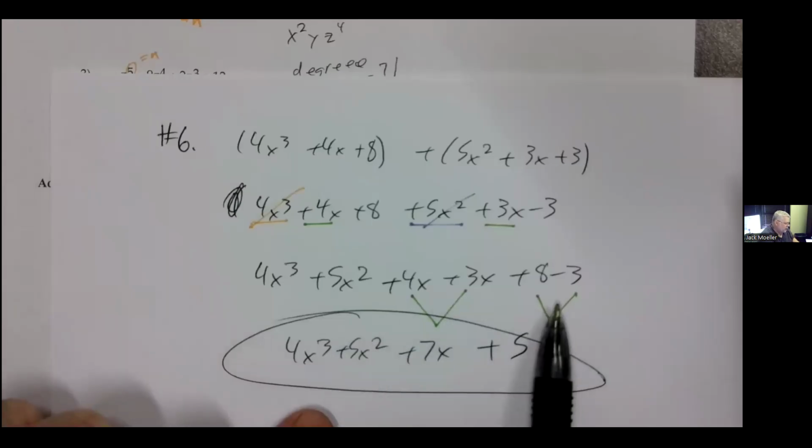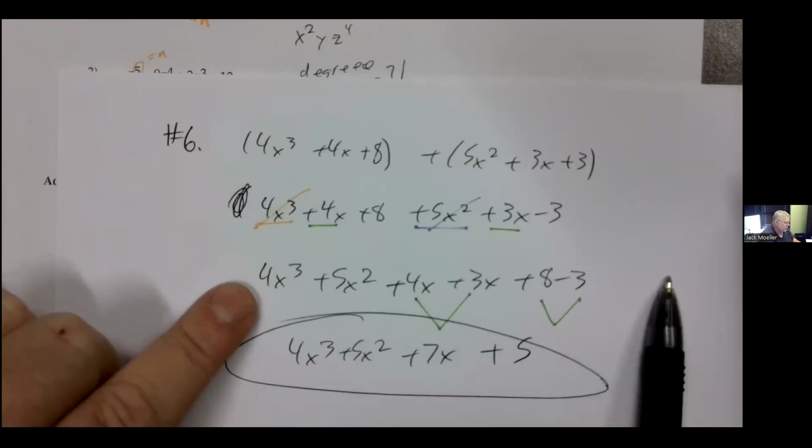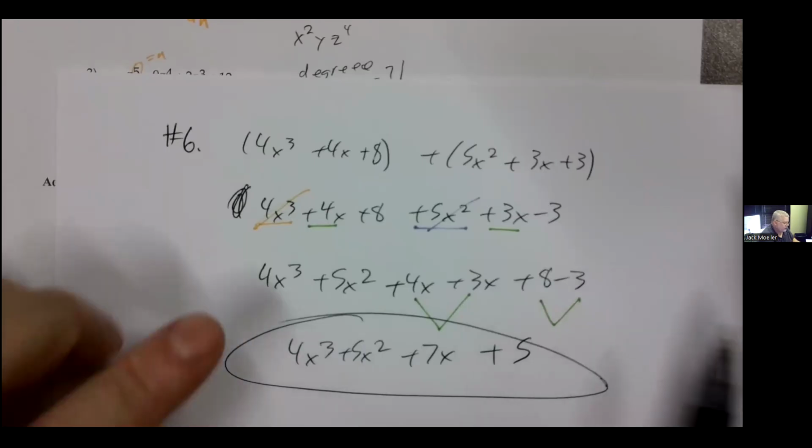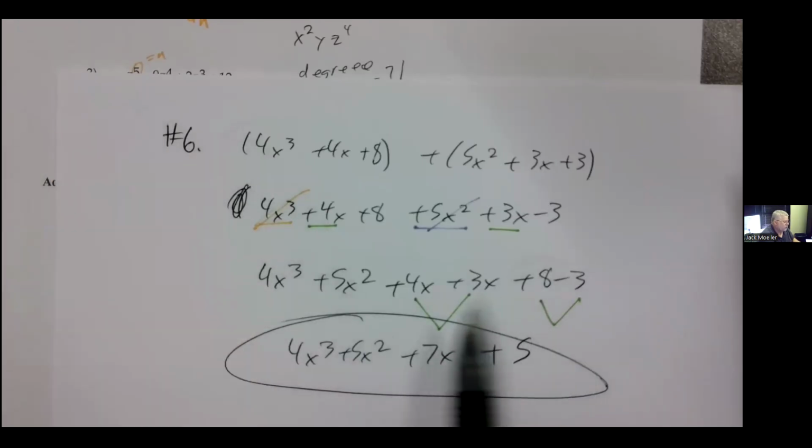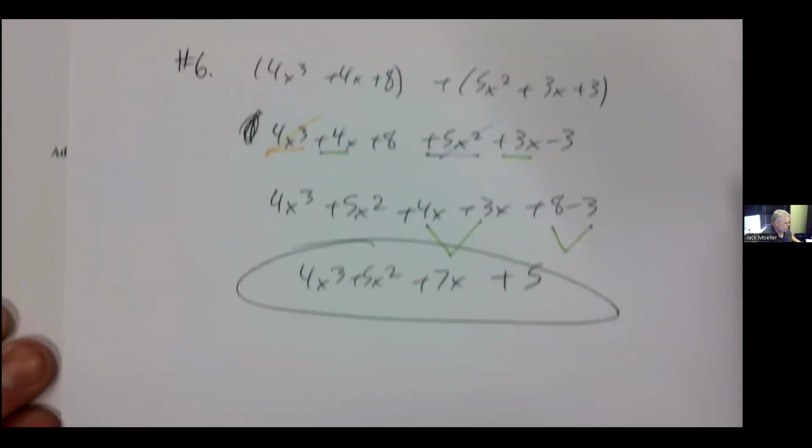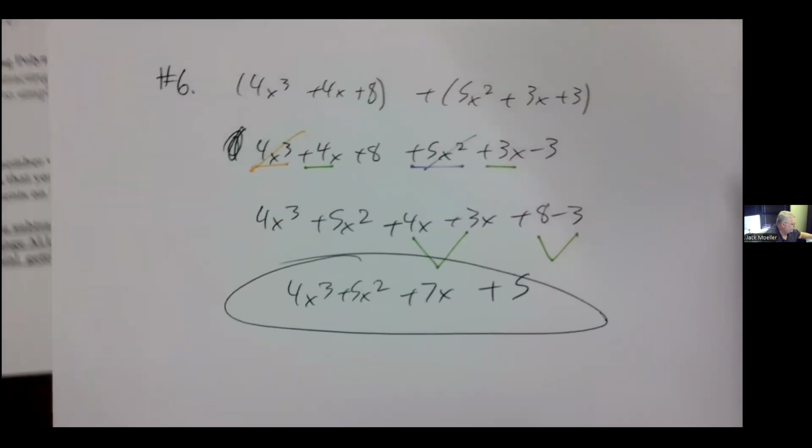But if you're just combining like terms, this is an expression. There is no equal sign. There is no left or right side. This is all just one term. Just do whatever the arithmetic says. Do not change signs. All right, so that's a basic addition problem.